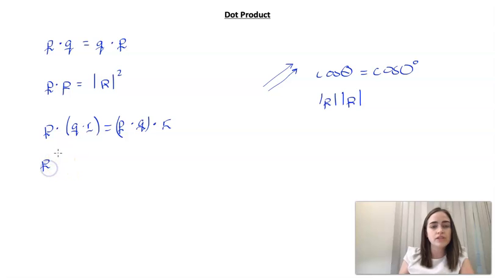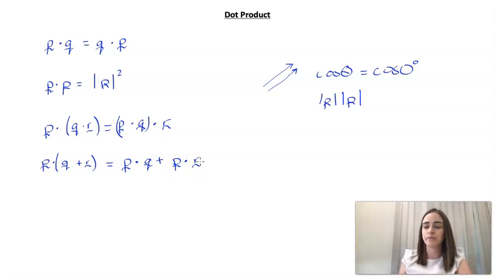Distributive also works. So if I had the dot product of p and q plus r, that's the same thing as taking the dot product of p and q plus the dot product of p and r. So we can expand those brackets like that as well.